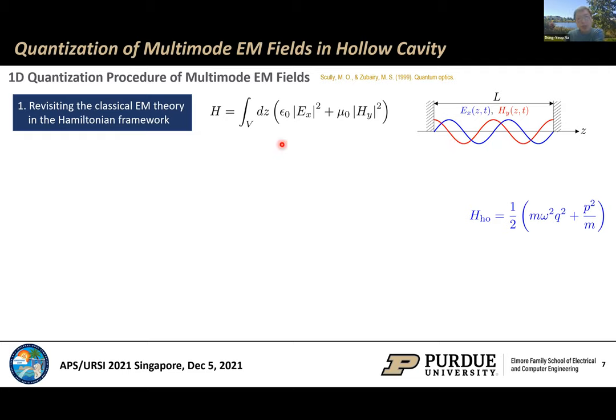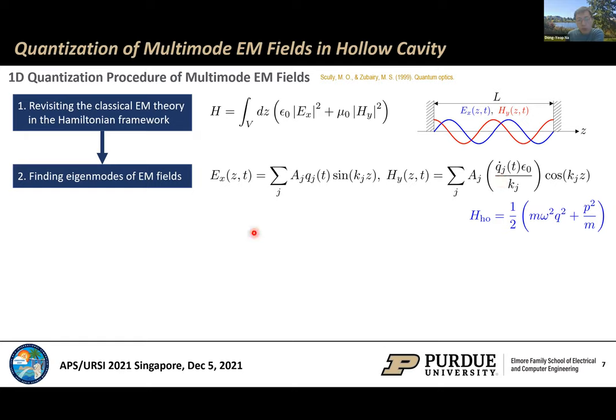The first step is to revisit classical EM theory in the Hamiltonian framework, just analyzing the energy. The Hamiltonian is given by the volume integral of the field squared. Our objective, as seen in the first part, is to make the form of this Hamiltonian mathematically homomorphic to that of a mechanical harmonic oscillator, with quadratic forms in position and momentum.